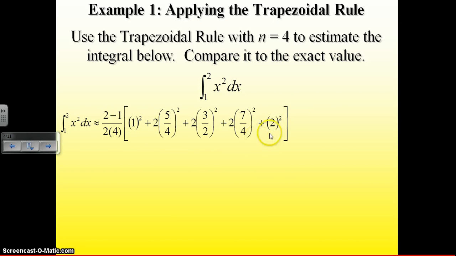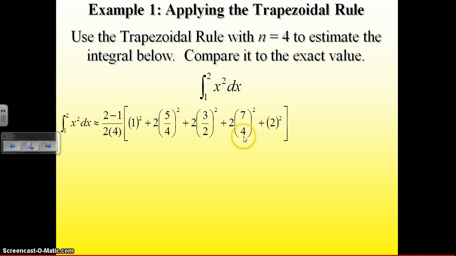So how did I come up with these numbers right here? Well, remember I'm starting at 1 and I'm going to 2. 1 to 2 is a distance of 1. And I'm breaking that distance of 1 into 4 equal parts. So 1 divided by 4 is 1/4. So I take 1 and I add 1/4. 1 plus 1/4 is 5/4. Add 1/4 again, you get 6/4, which is 3/2. Add 1/4 again, 7/4. Add 1/4 again, 8/4, which is 2.